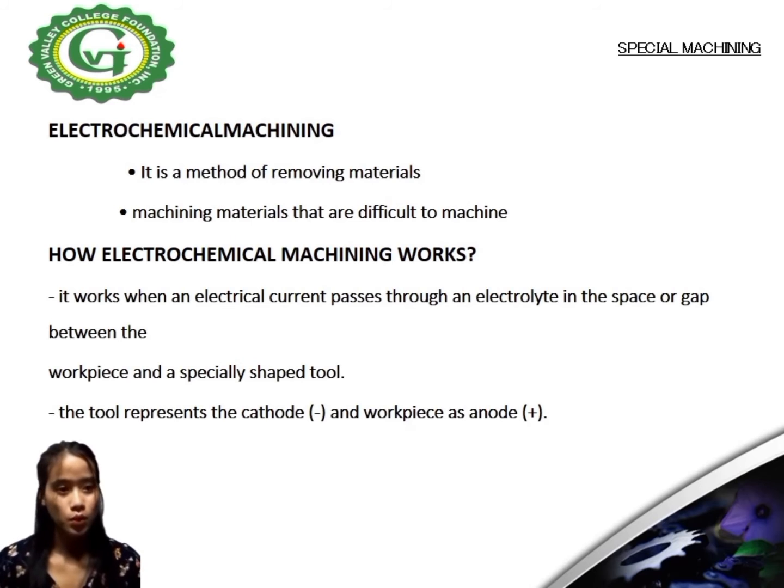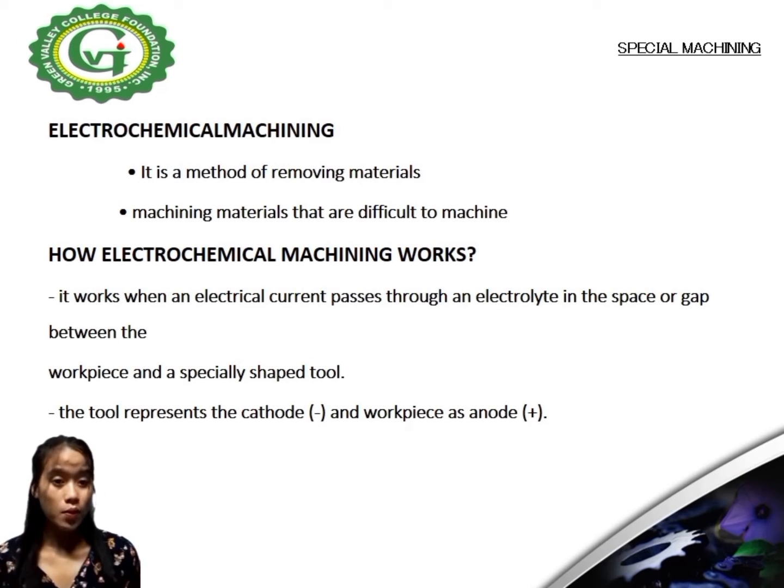The most common tools used in this method are brass, copper, and bronze. So many will ask, how does electrochemical machining work? It works when an electrical current passes through an electrolyte in the space or gap between the workpiece and a specially shaped tool. To add to that, ECM is a way of machining a part without having any contact between the tool and the workpiece. The metal is dissolved and carried away by the electrolytic solution.